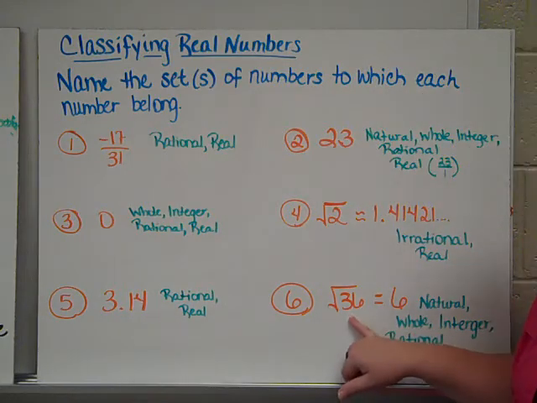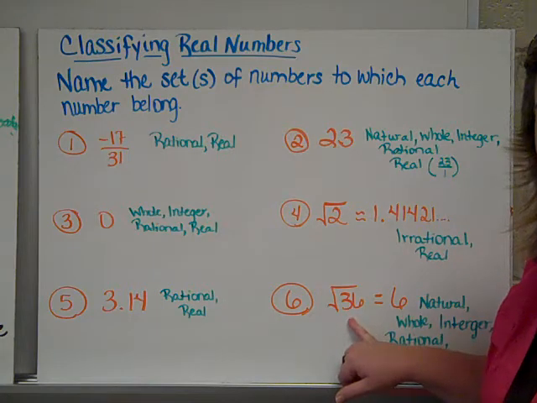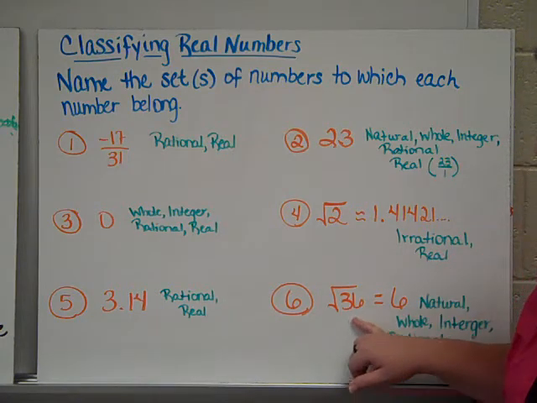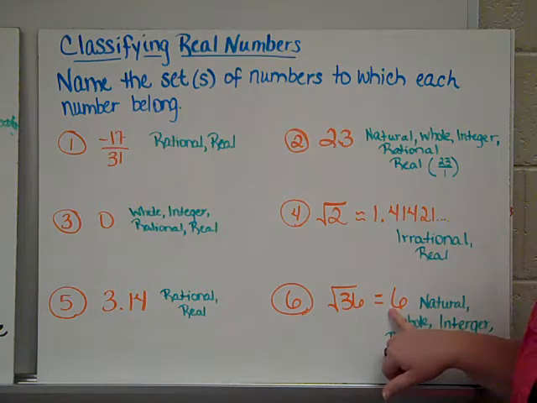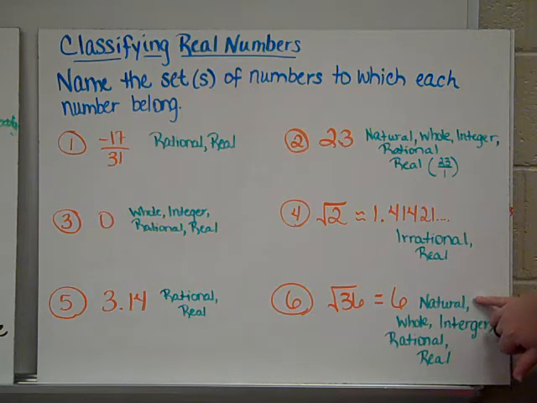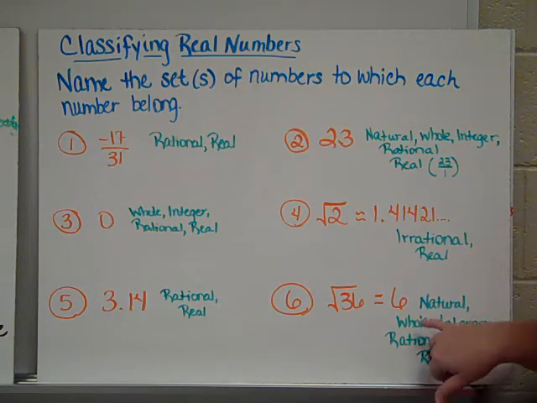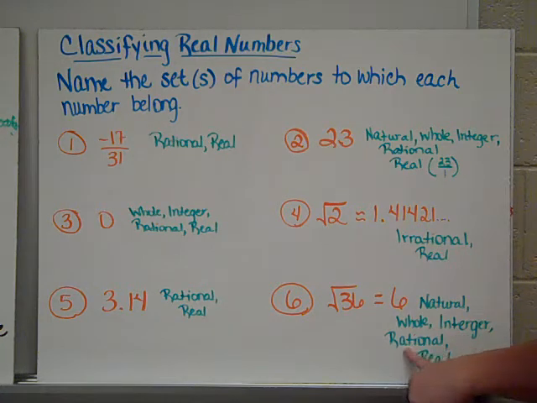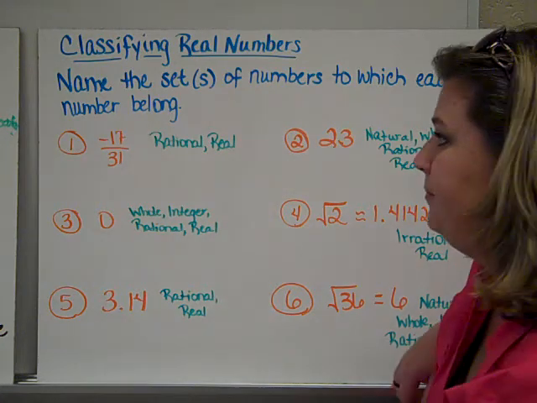Now, the square root of 36. That is a perfect square, because 6 times 6 is 36. So that would equal a whole number. So when we classify it, it's natural, whole number, integer, rational, and real.